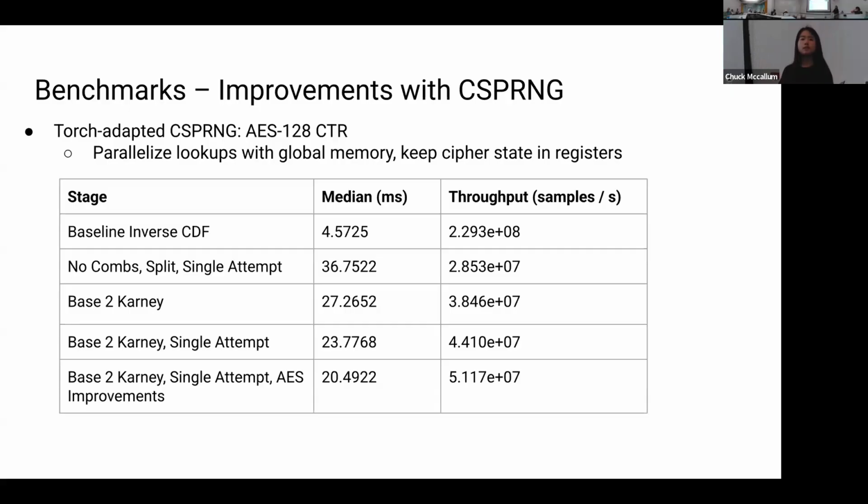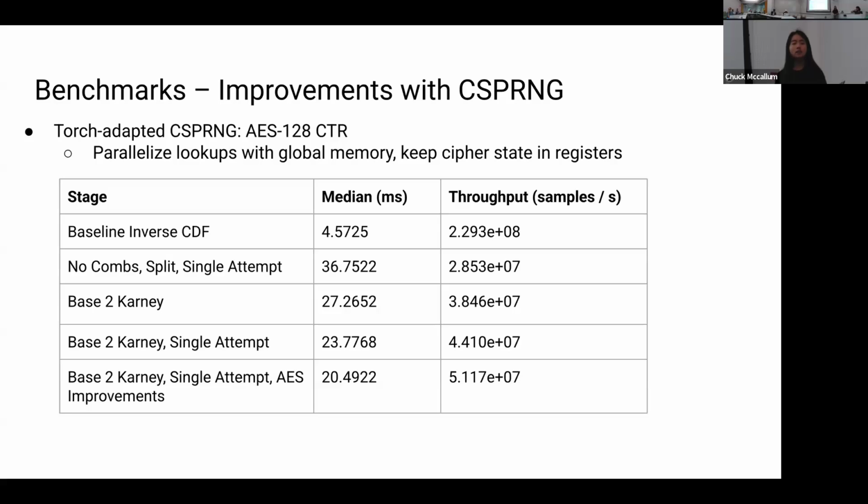And then also, if we keep the cipher state and the work that comes from the rounds when we're using the CSPRNG stored in registers as opposed to memory, and avoid those slow memory accesses, that would also help with runtime, as we can see in the last row with those AES improvements. So overall, this is all the work that's been done so far with the algorithm itself, and with the little optimizations that we tried to make.